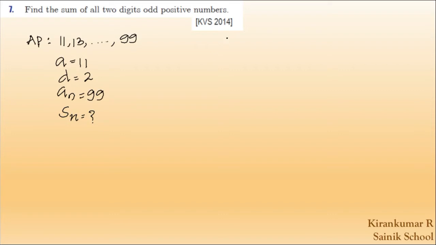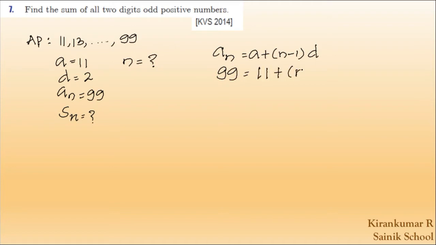First we need to find out how many terms there are. For finding Sn, we require this n. How do we do that? We shall make use of an = a + (n - 1)d. An is the nth term, 99. The first term is 11, plus (n - 1) into the common difference 2. So on transposing 11, it becomes 88. On dividing by 2, we get the value of n - 1. So n value will be 45. So there are 45 2-digit odd numbers.